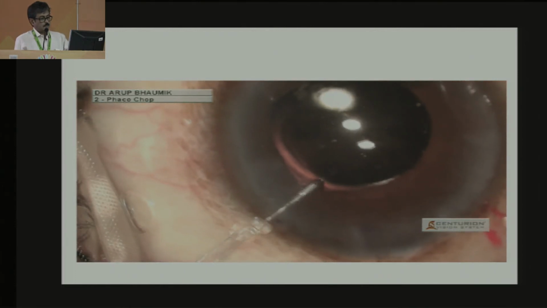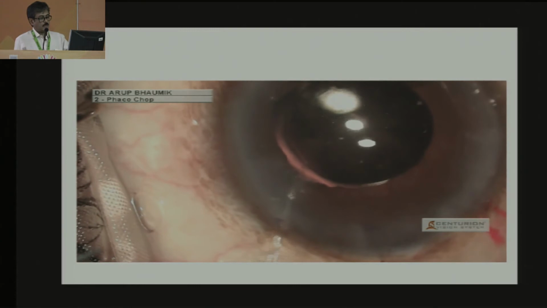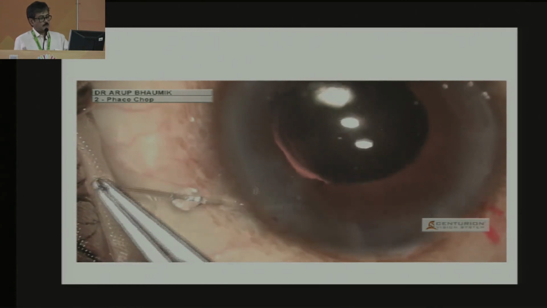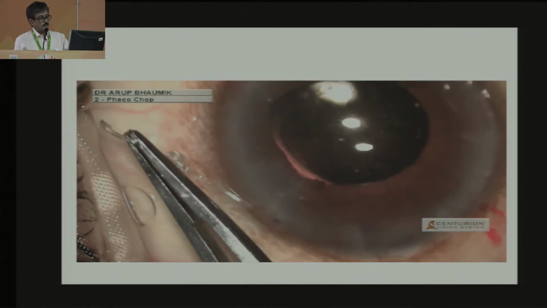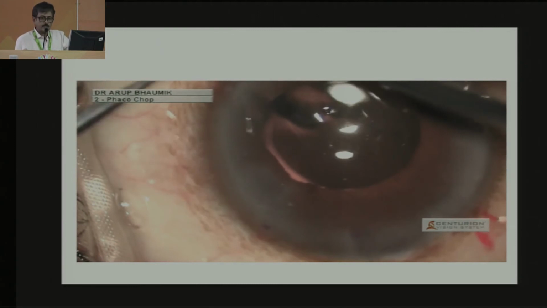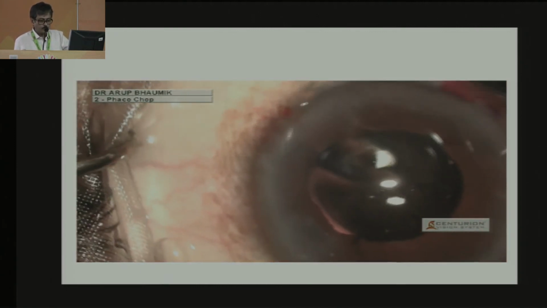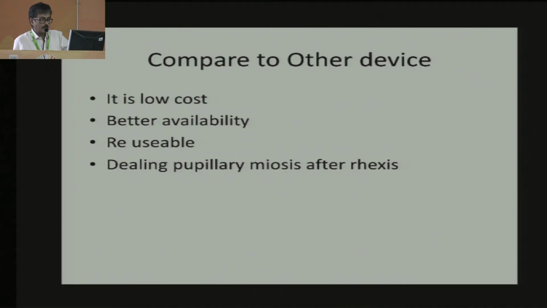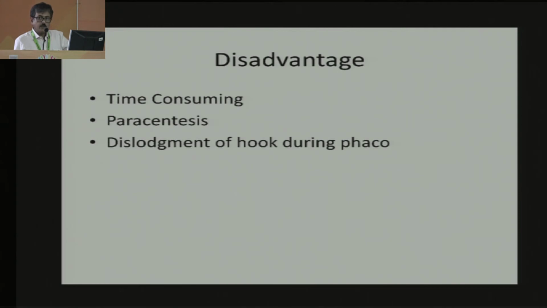This is a small clip. Just turn the hook around, to either side, and it will come out automatically. It needs 2 minutes extra to treat your small pupil before emulsification. Compared to other devices, it is low cost with better availability. You can reuse it, and for dealing with pupillary miosis after rhexis, this is a very important stage where the iris hook is better than any pupillary device. The only disadvantage is that it is time consuming.